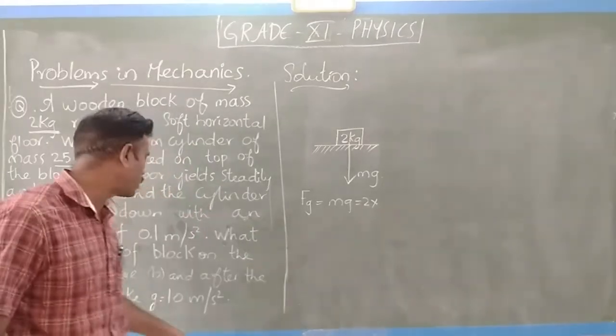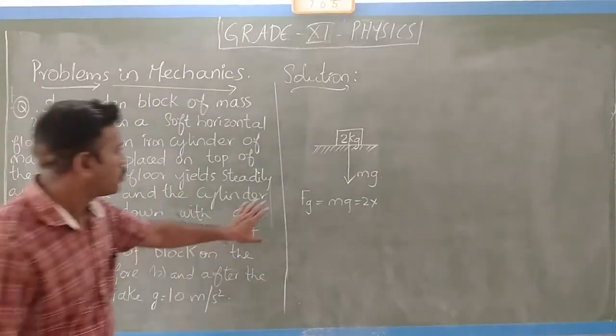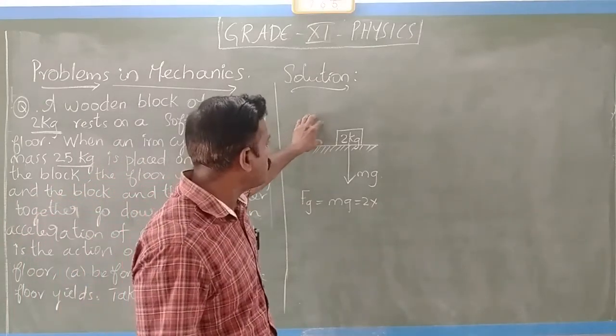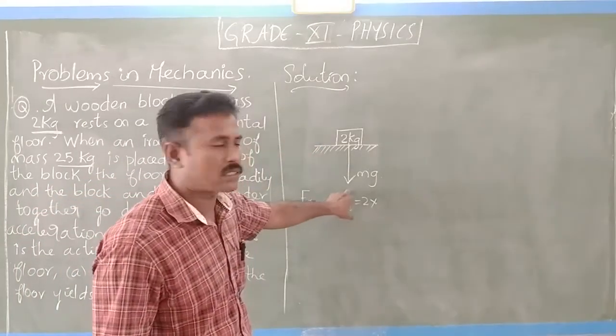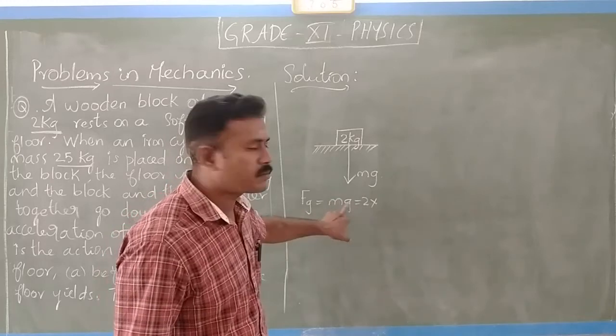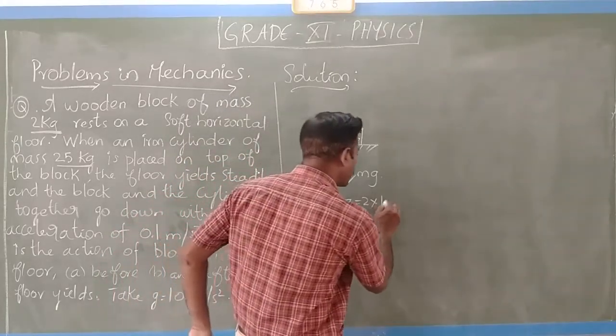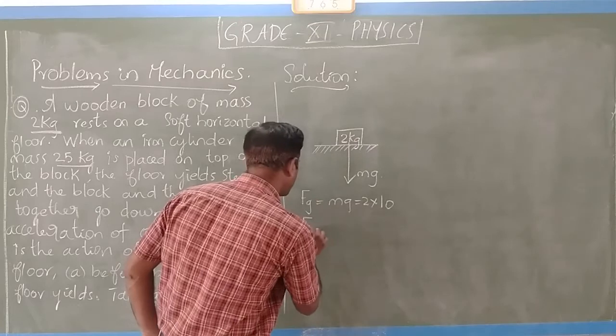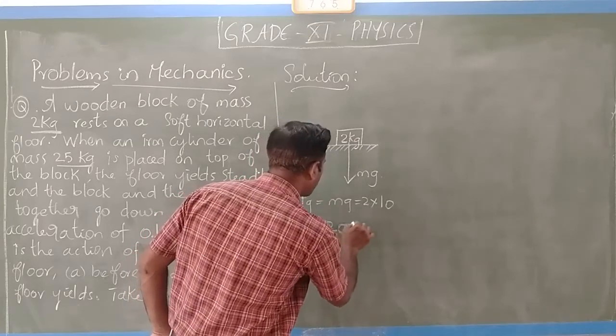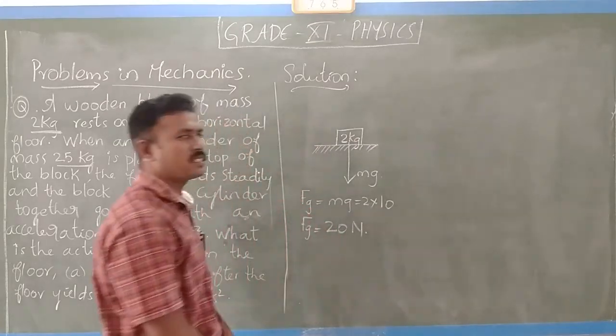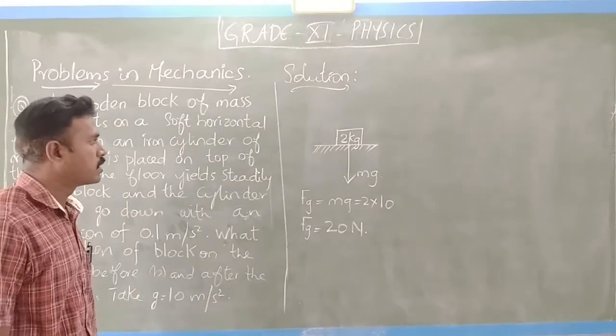So you can listen carefully. Okay? So you consider this 2 kg. What is the gravitation force? That is mass times the gravity, acceleration value is 10. So the Fg is 20 Newton. So Fg is 20 Newton.